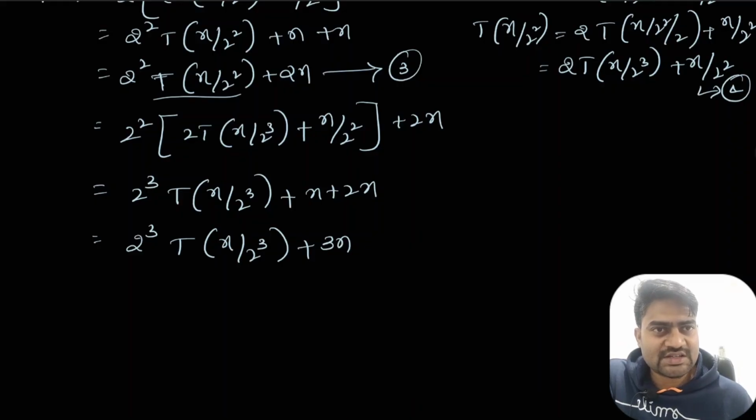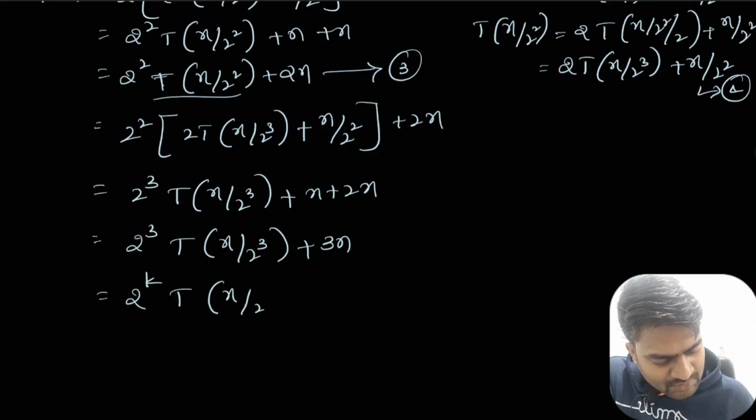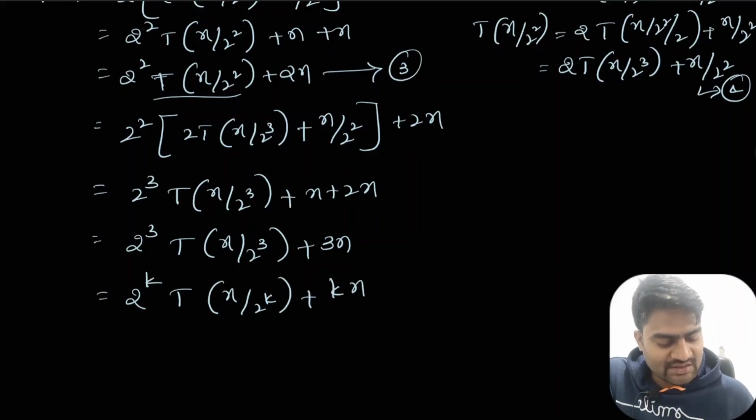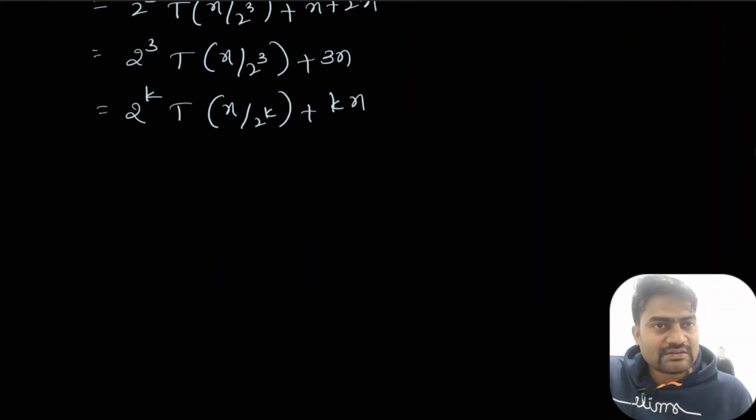So now this equation is sufficient to generalize. So how can we do that? We can simply say it is 2 to the power k t of n by 2 to the power k plus kn. If you don't understand, try to watch my previous videos. That way, you will get to know how we are generalizing such equations. So if this is our general equation, now let us try to simplify this again.